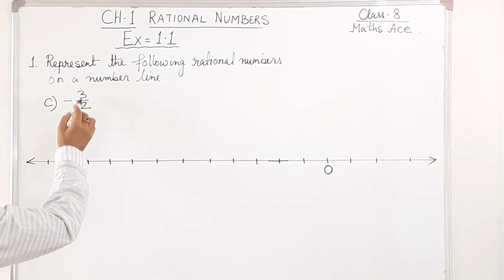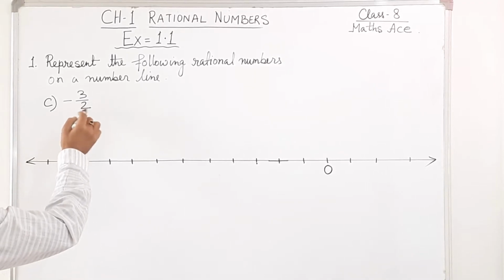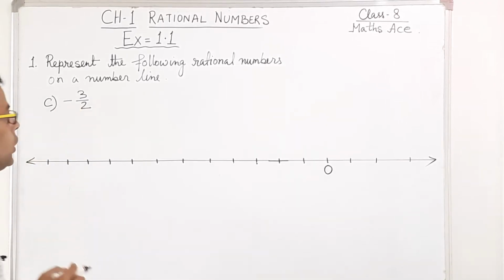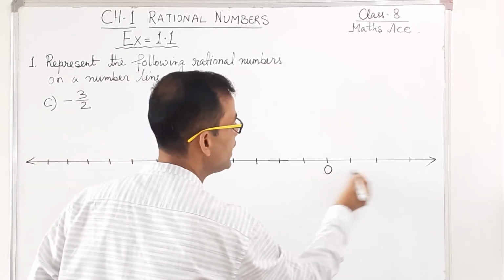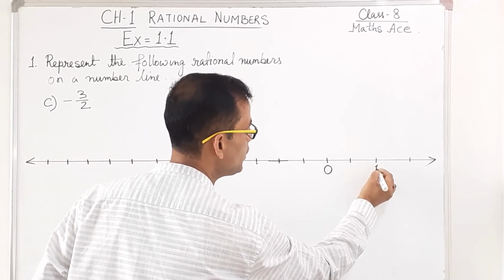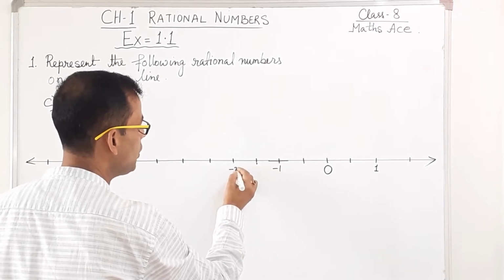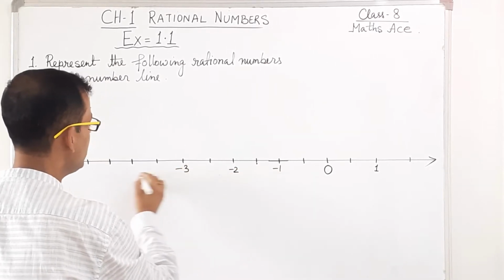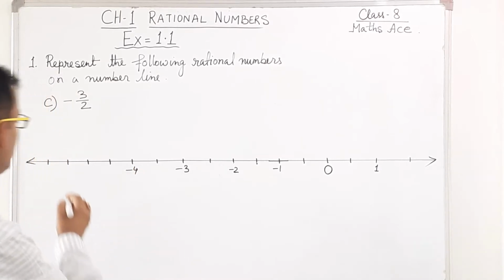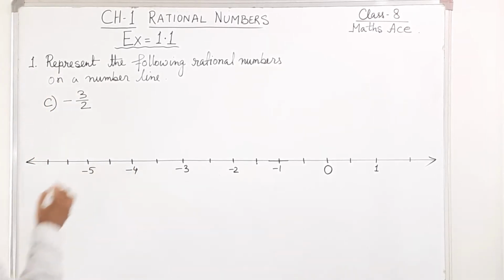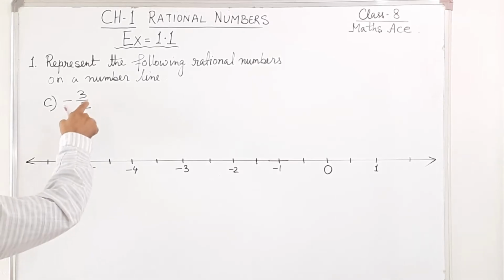Now minus 3 by 2. So downside it is 2, the denominator. So this side after 2 boxes I will write 1. Clear? Again this side minus 1. Again after 2 boxes minus 2, minus 3, minus 4, minus 5, like this way. Clear?